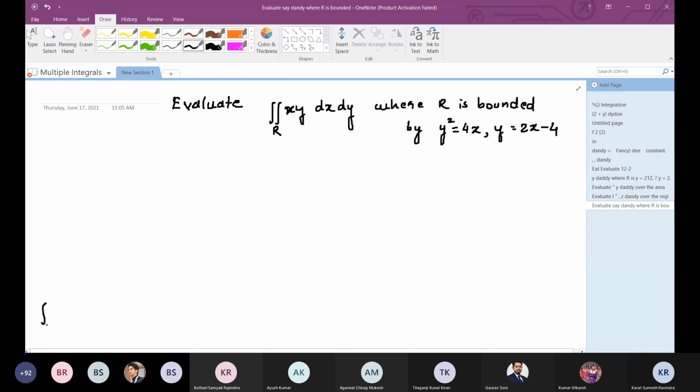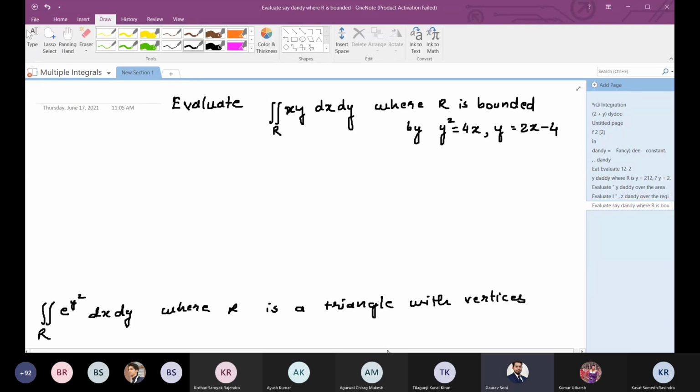Double integral over e to the power y square dx dy, where R is a triangle with vertices (0, 0), (2, 1), and the third one (0, 1). This you can try as a homework.